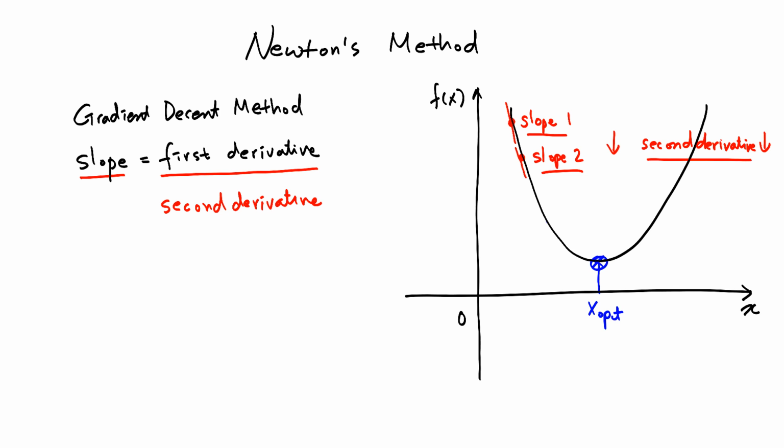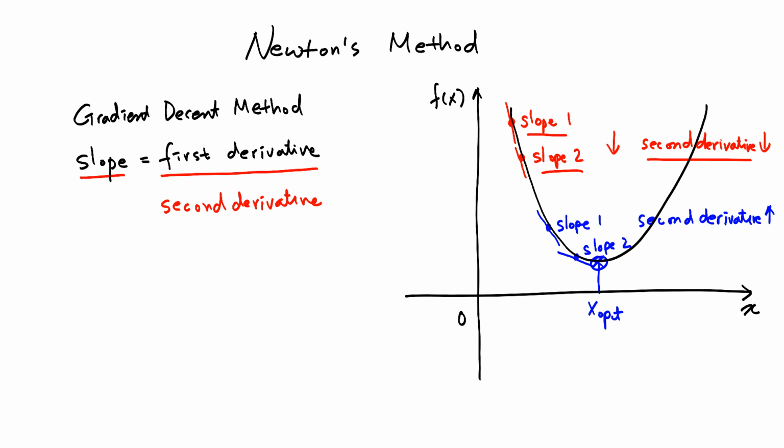In contrast, if we look at this part, slope is this, and the slope here is something like this. The slope 1 and slope 2 are quite different. So slope is changing rapidly. If the slope is changing rapidly, our second derivative becomes large.